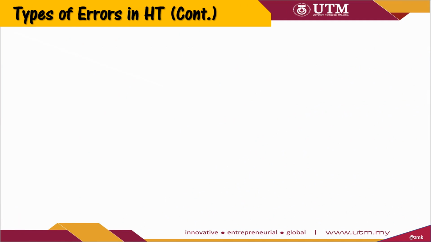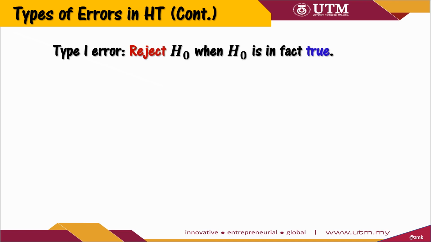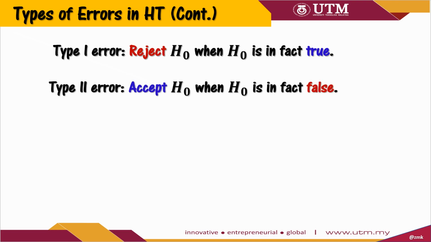In the previous slide, we have looked at how type 1 and type 2 errors were defined. Let's look at the definition again. Type 1 error is when we reject H0 when H0 is in fact true, whereas type 2 error is when we accept or do not reject H0 when H0 is false. How do we measure how much the errors have occurred in a hypothesis test? That is, how to quantify the errors? The answer is through probability.